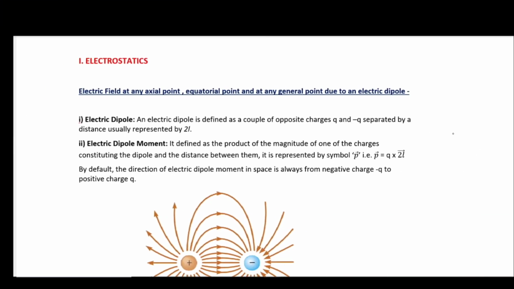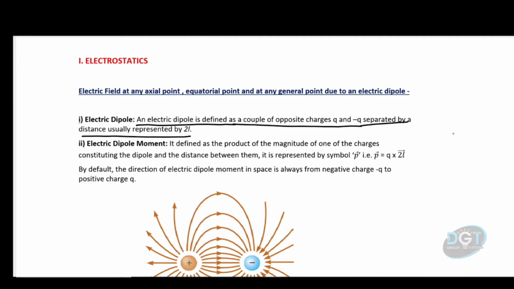So first of all, what is an electric dipole? As you can see in the definition, an electric dipole is defined as a couple of opposite charges, Q and minus Q, meaning they have the same magnitude but opposite sign, separated by a distance which is usually denoted by 2L.